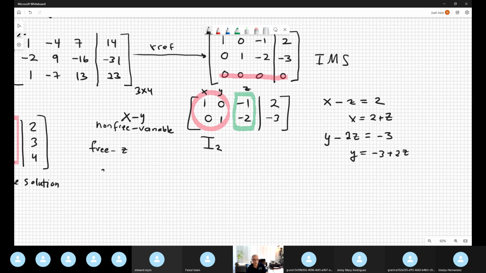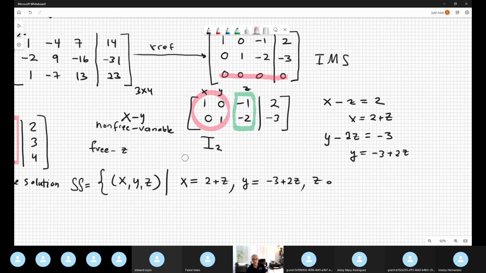One way is, my solution set, I know it's infinitely many solutions, belong to the 3-dimensional space in which you have x, y, and z components, such that x, which is a non-free variable, is 2 plus c, comma, y, which is another non-free variable, is minus 3 plus 2c, comma, and c is any real number. And that's one possibility.